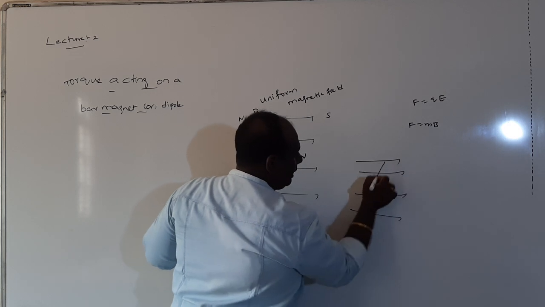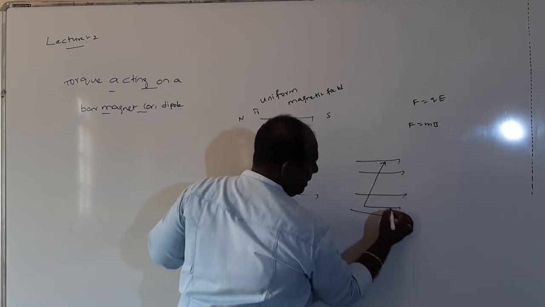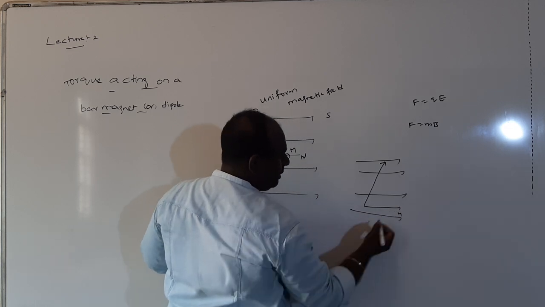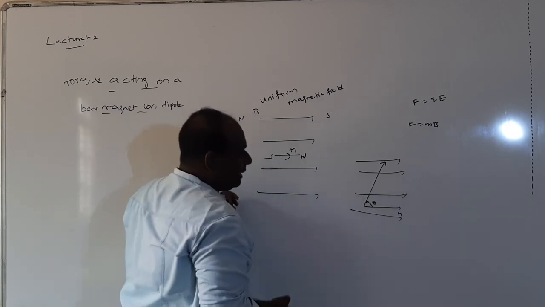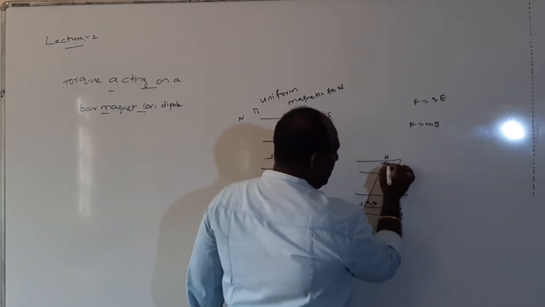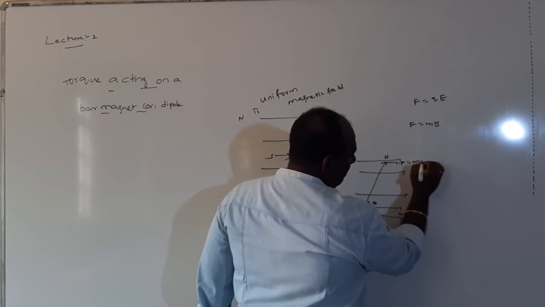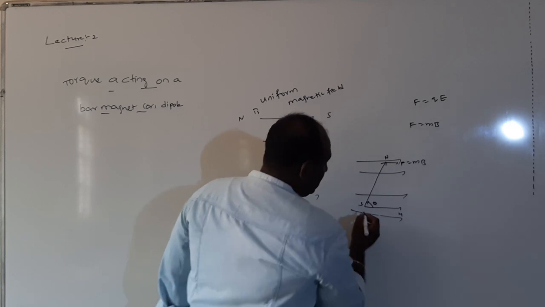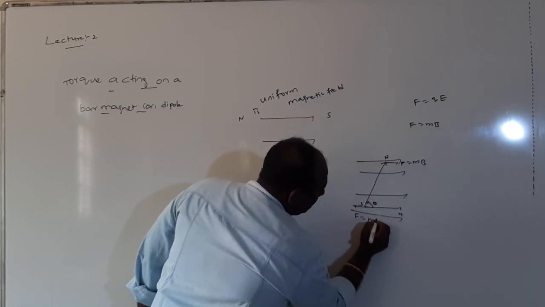In this uniform magnetic field, initially the dipole is like this. Now I rotate this dipole through an angle theta. Here assume this is the north pole, here the south pole. The north pole experiences a force in this direction, F equal to mB. In the same manner, the south pole also experiences a force F equal to mB.